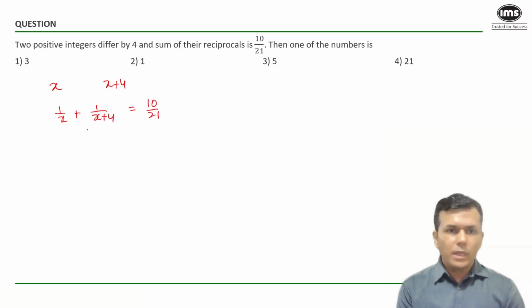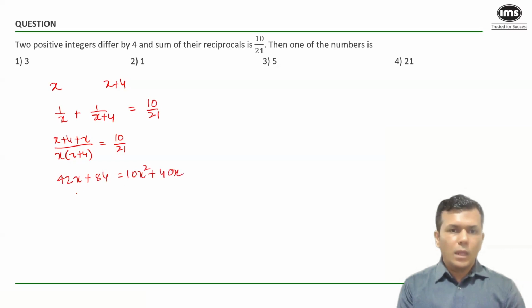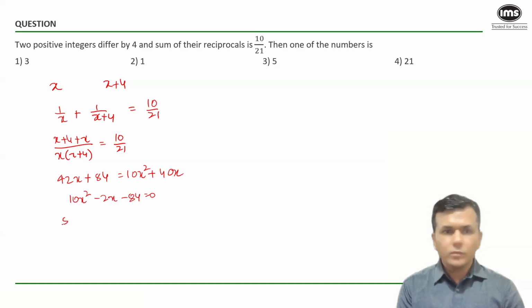Let's try to solve this quadratic equation. So we have x plus 4 plus x upon x into x plus 4. This is equal to 10 by 21. Cross multiplication gives us 21 into 2, 42x plus 84 equals 10x squared plus 40x. So 10x squared, 40 minus 42, it's going to be minus 2x minus 84 equals 0. And I can divide by 2 throughout.